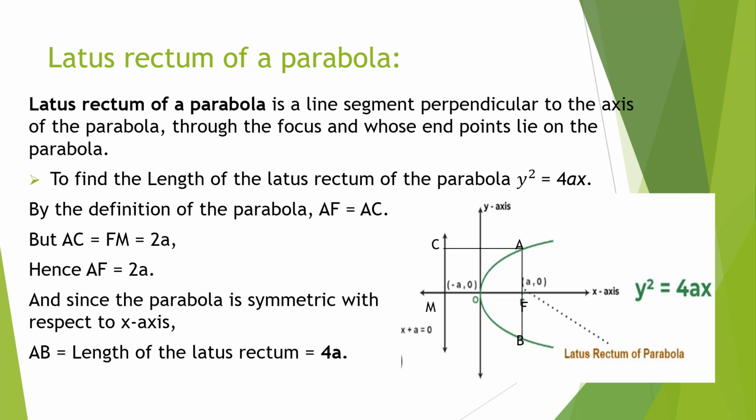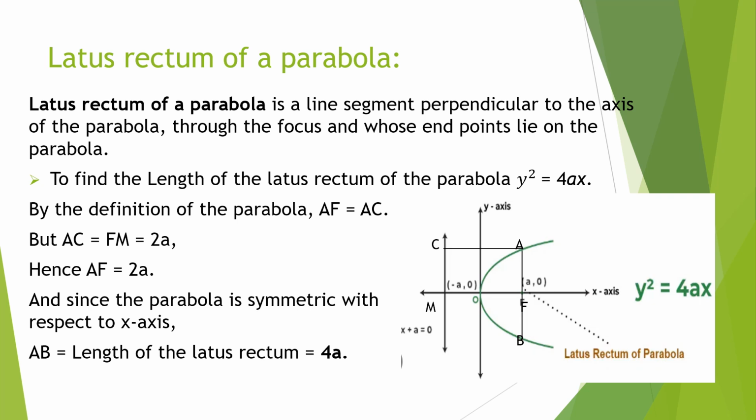But also we can see that AC is equal to FM, and that is equal to 2a. Why 2a? Because FM is the distance from origin to F and origin to M, so the total distance is a plus a, 2a units. Therefore, since AC is equal to FM is equal to 2a, and AC is the same as AF, AF is also equal to 2a.